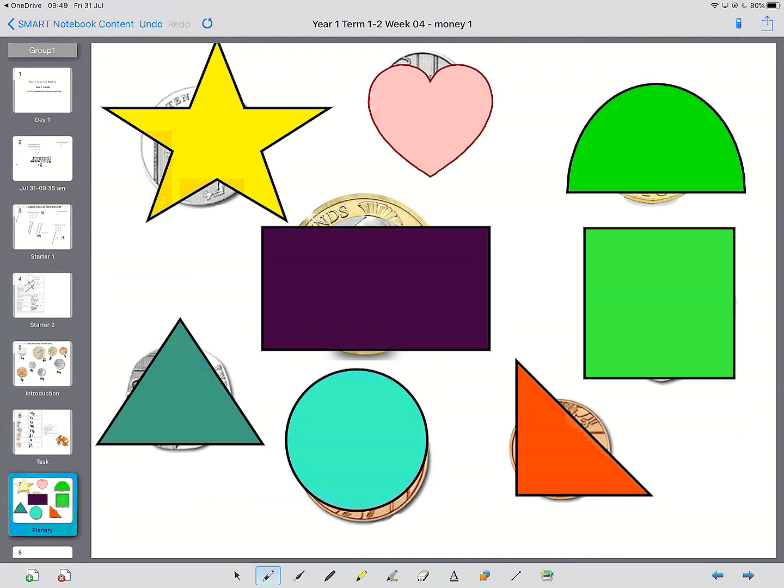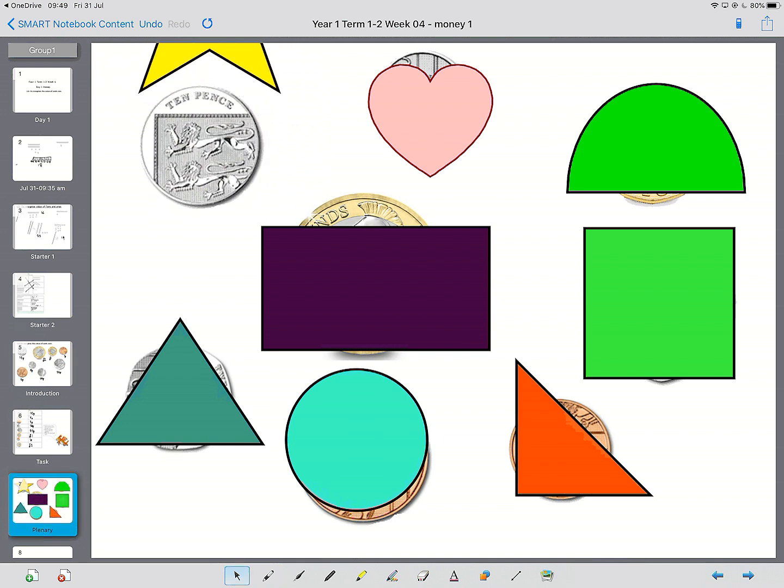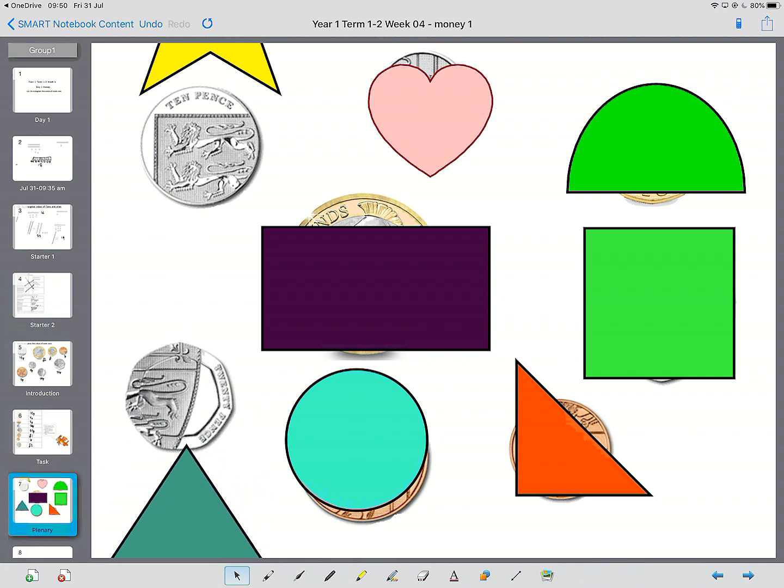Can you tell your grown-up what's hidden behind each of the shapes? And then I'm going to move the shape out of the way. So what's behind the yellow star? Pause the video until you're ready to go. Let's have a look. That's right, it's a 10 pence. What's behind the turquoise triangle? Here it comes. Brilliant, the 20 pence.